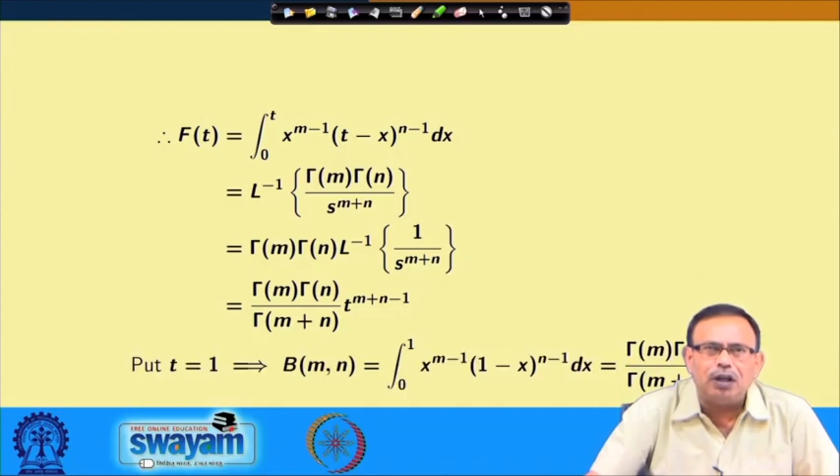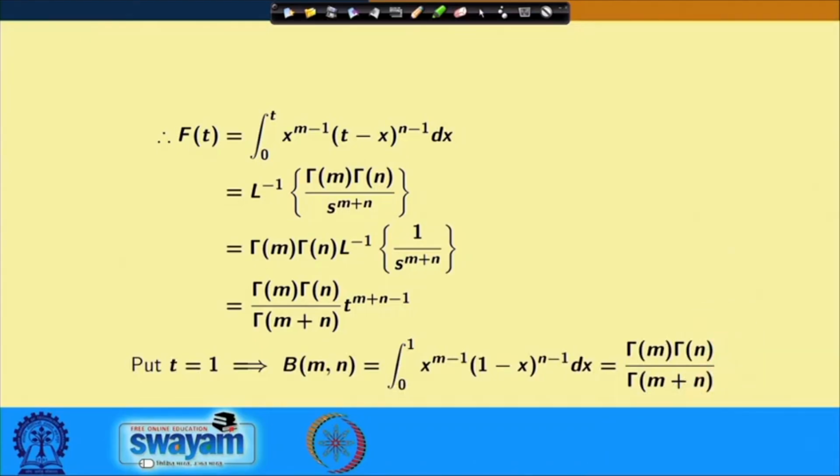So, on this if I put t equals 1, then your beta m n, that is integral from 0 to 1 of x to the power m minus 1 into (1 minus x) whole to the power n minus 1 dx, this will be equal to gamma m gamma n by gamma m plus n, and this completes the proof that beta m n equals gamma m gamma n by gamma m plus n.